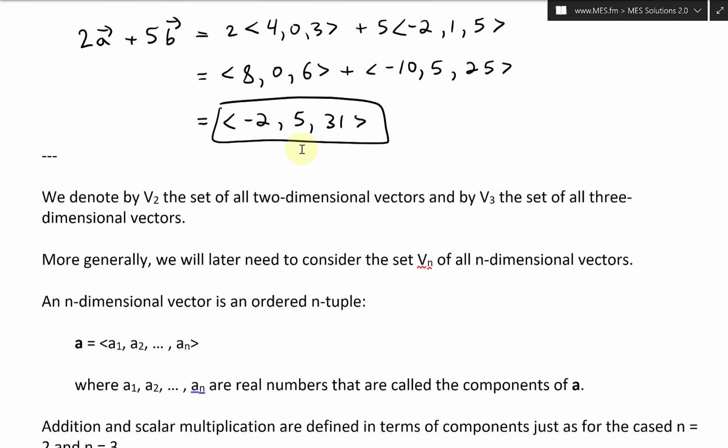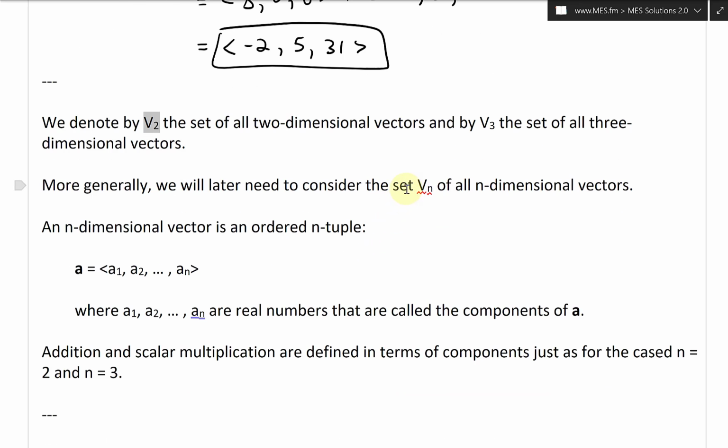All right, so now let's go further, and now we denote by V subscript 2, or V sub 2, the set of all two-dimensional vectors. Basically all two-dimensional vectors are inside this set here. We'll call this V2. And by V3, the set of all three-dimensional vectors. More generally, we will later need to consider the set Vn of all n-dimensional vectors. Instead of two-dimensional or three, Vn is just all of them.